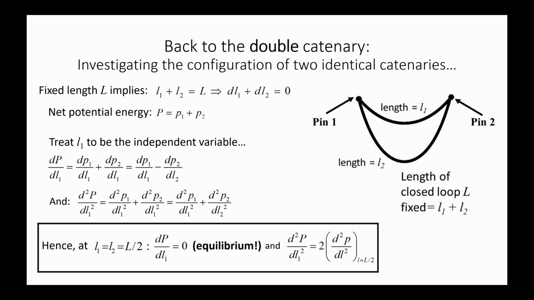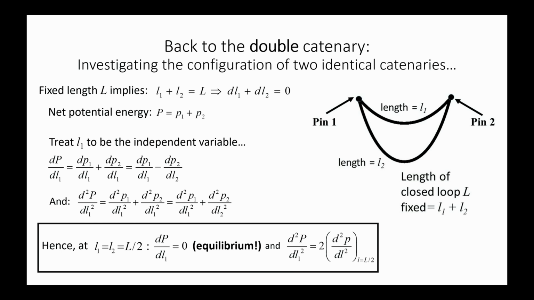And for the double derivative, it turns out that the individual double derivatives add up. So in other words, the double derivative of the net potential energy with respect to L1 turns out to be the sum of the double derivatives coming from the two independently hanging segments. So what does it mean for the midpoint, the configuration of the two segments being identical and both being equal to L over 2, capital L over 2, half the length of the whole loop?